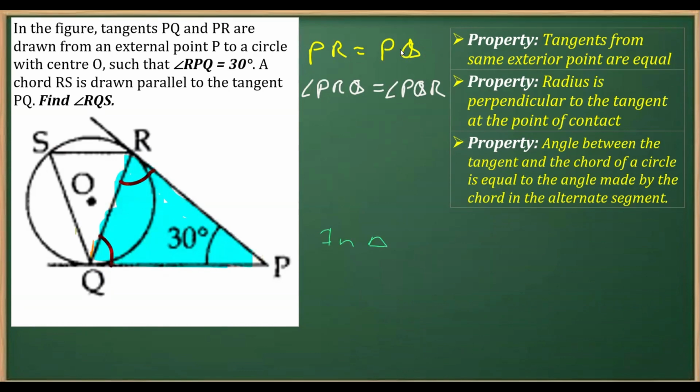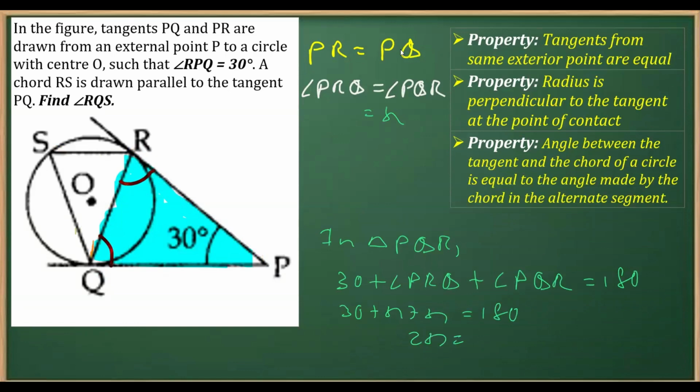In triangle PQR, we have three angles whose sum is 180 degrees: one is 30, the others are angle PRQ and angle PQR. These two angles are equal, and I took each as X. So 30 plus 2X is equal to 180 degrees. So 2X is equal to 150, which implies X is equal to 75. All right, we got this angle as 75.